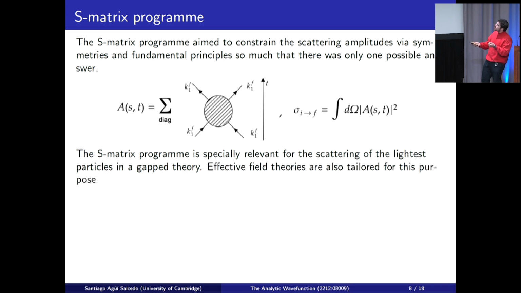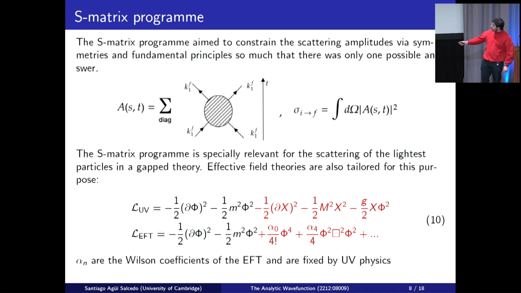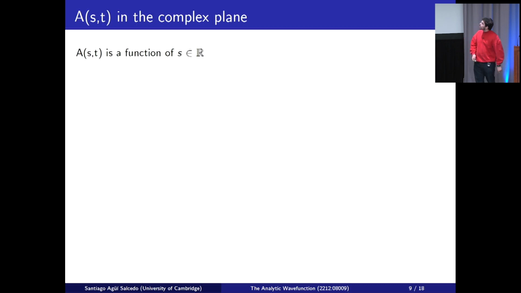The thing is that as it's done for really low energies, one can also use effective field theories. A very toy model for this is a light field phi and a heavy scalar X, and if we're only looking at the scattering of phi, we can use these interactions rather than these ones. The coefficients that appear here are called Wilson coefficients, and they're going to be fixed by some UV physics. And the kind of interactions that we can have, phi to the fourth, phi squared, derivative squared, phi squared, are going to be fixed by some IR symmetries and some boundary conditions, as the ones that I discussed before.